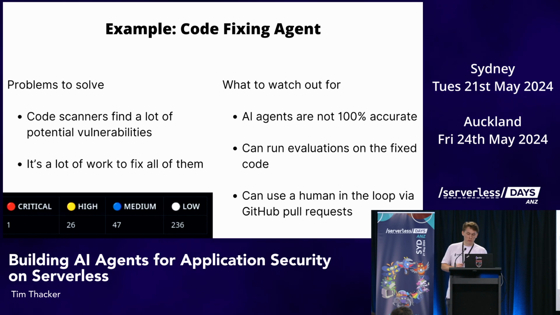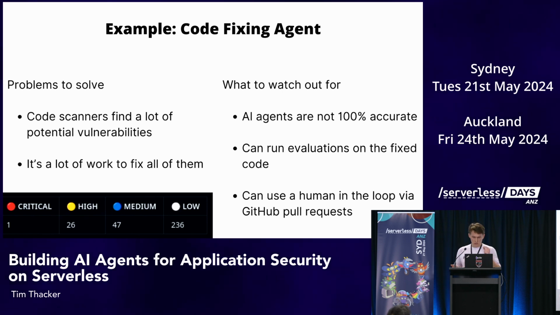But what we want to watch out for is that AI agents are not 100% accurate, so we have to take that into account when designing this agent. Things we can do to mitigate that: we can run evaluations on the fixed code, like syntax checkers, formatters, and rerunning the vulnerability scanner if it was found by a vulnerability scanner. But we can also leverage the same mechanism that developers use to review each other's code, to have a human in the loop with this agent. That's GitHub pull requests.